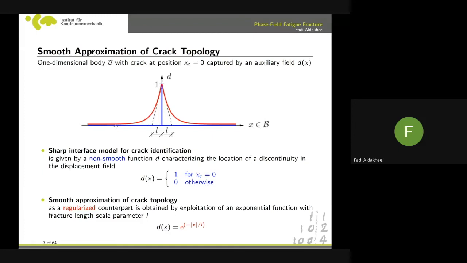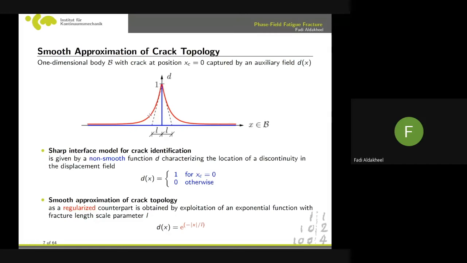In fact, this represents a sharp interface. That means you have a non-smooth function, right? It's like you have nothing, and then suddenly you have a crack, and you come back to that, right? So how to regularize this, how to smooth this function out? Well, this can be easily done by introducing some exponential function. You can use the exponential function to regularize this blue curve, right, with some regularization.